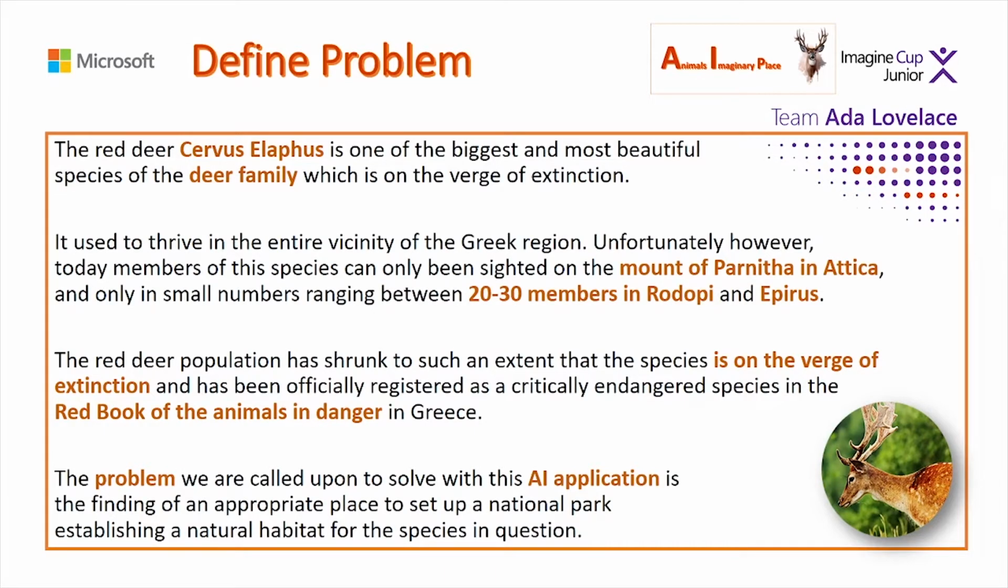The red deer population has shrunk to such an extent that the species is on the verge of extinction and has been officially registered as a critically endangered species in the Red Book of Animals Endangered in Greece. The problem we are called upon to solve with this application is the finding of an appropriate place to set up a national park, establishing a natural habitat for the species in question.